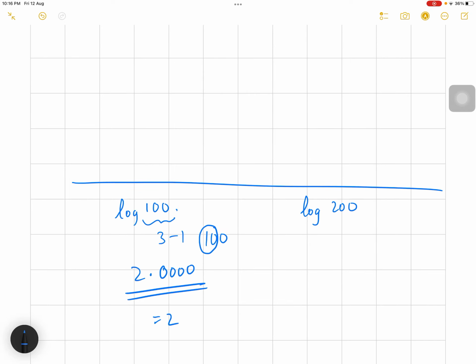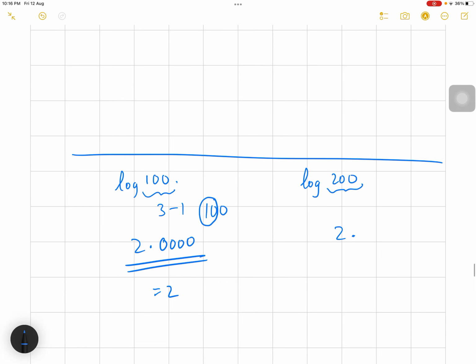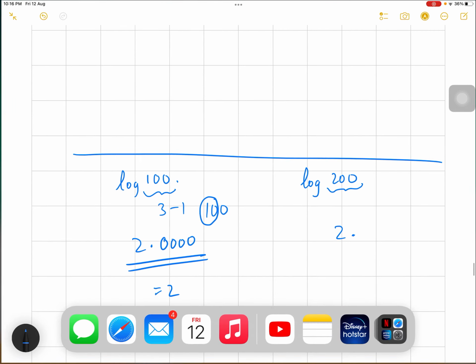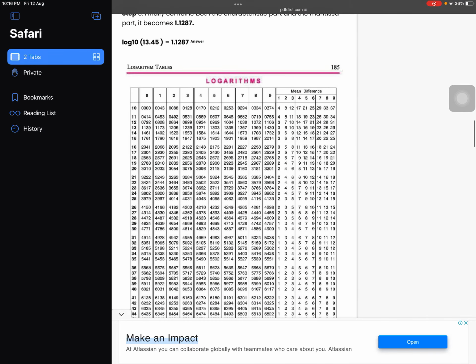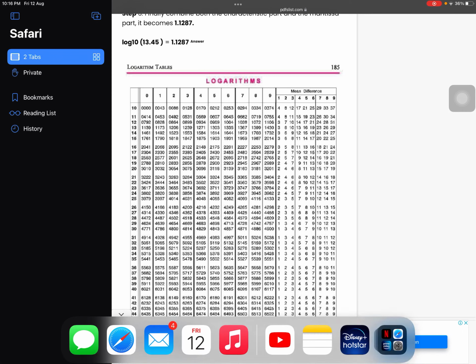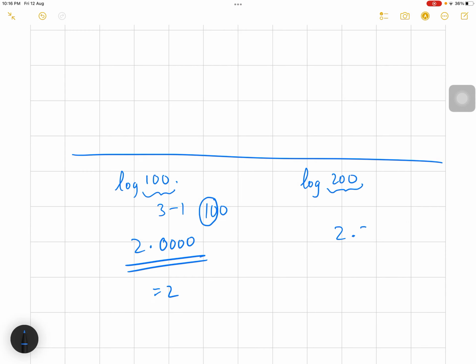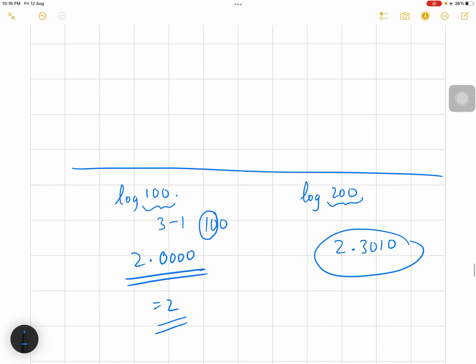Similarly, log 200, there are 3 digits before decimal, so 2 point. Now let us see log 20, it is 3010. So log 100 is 2 and log 200 is 2.3010.